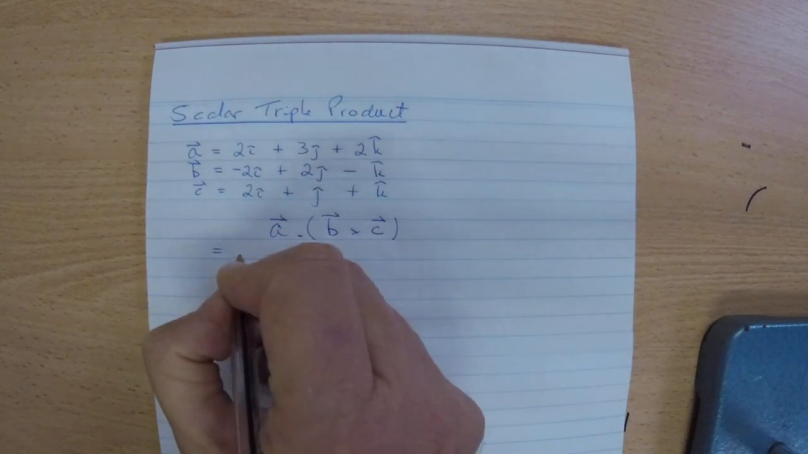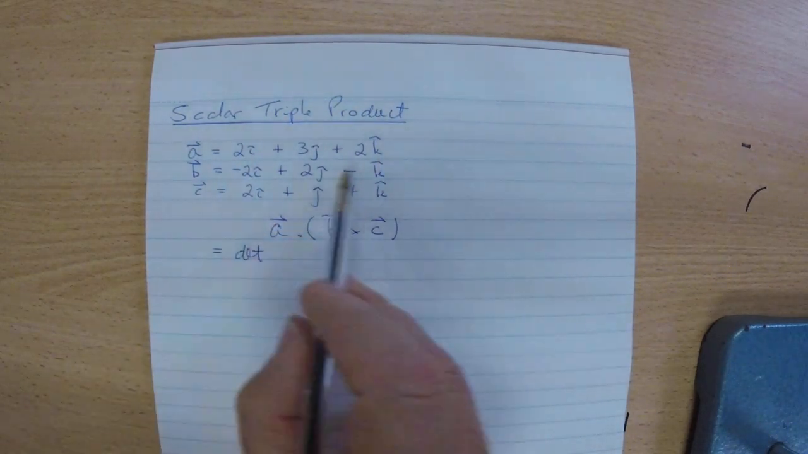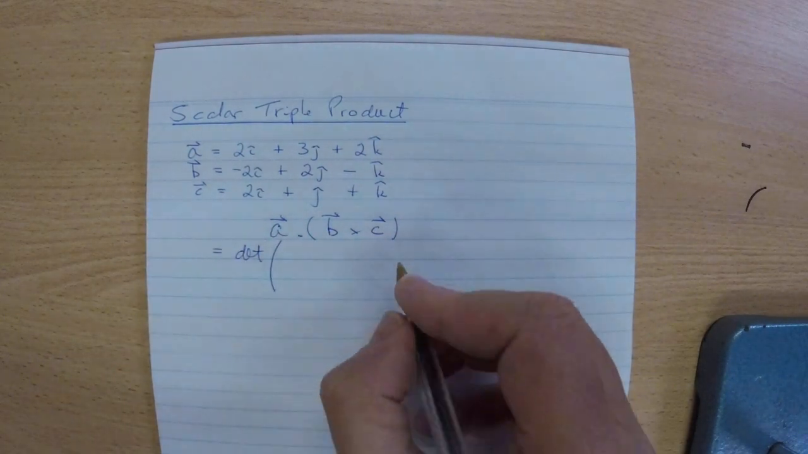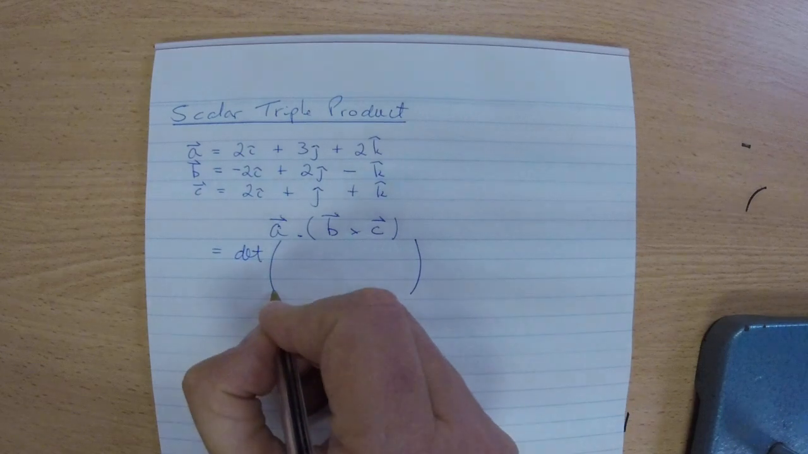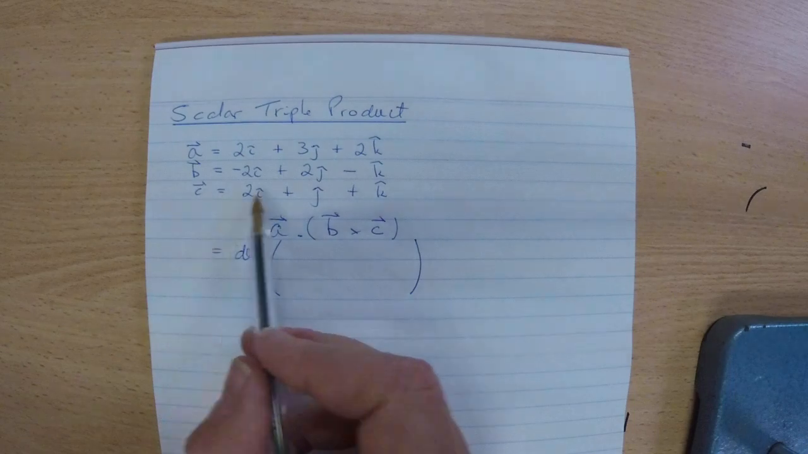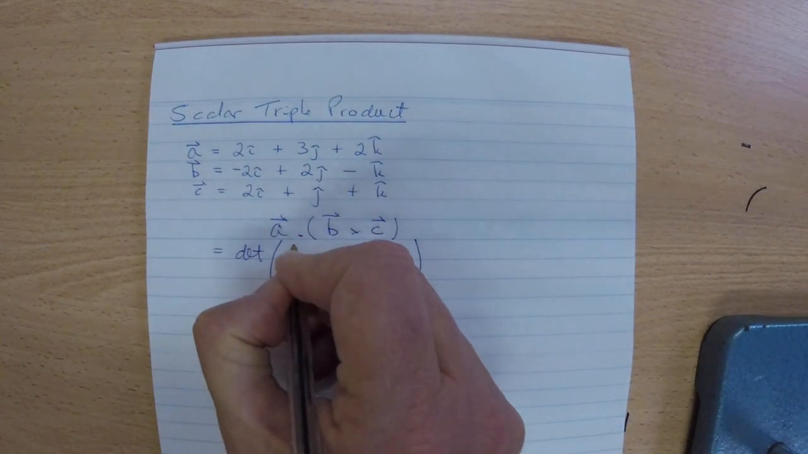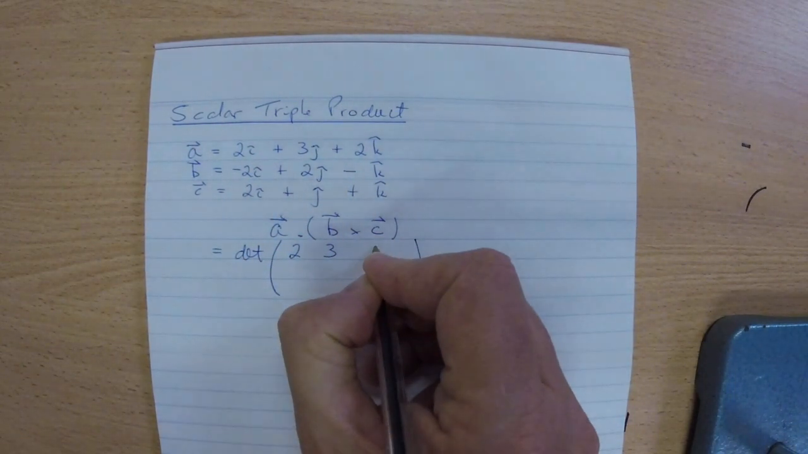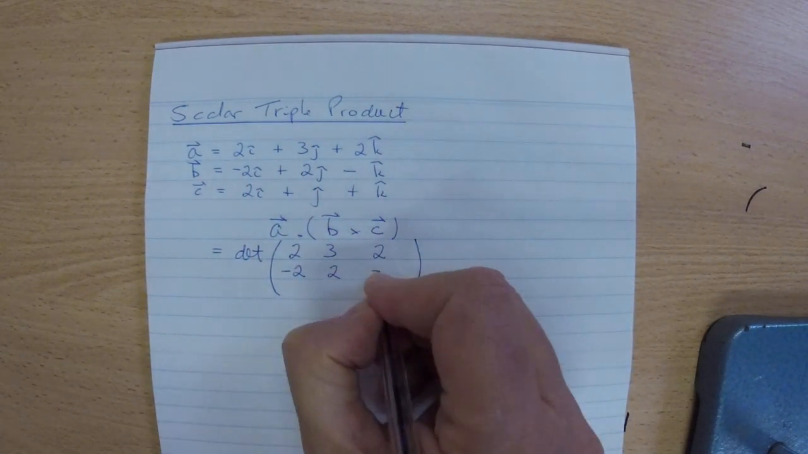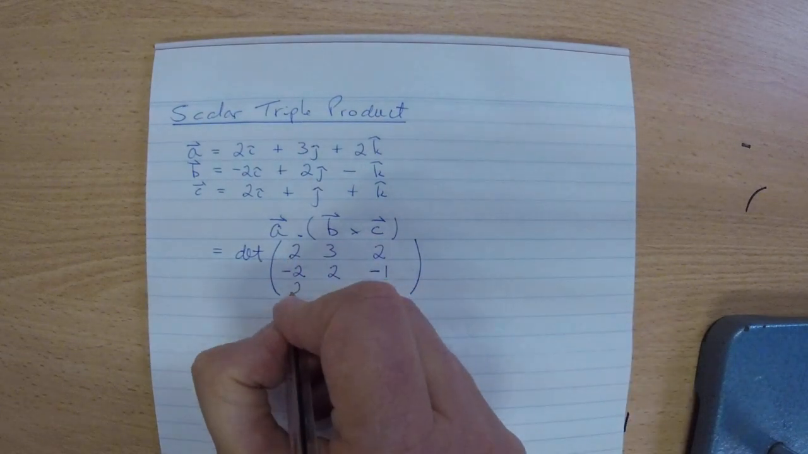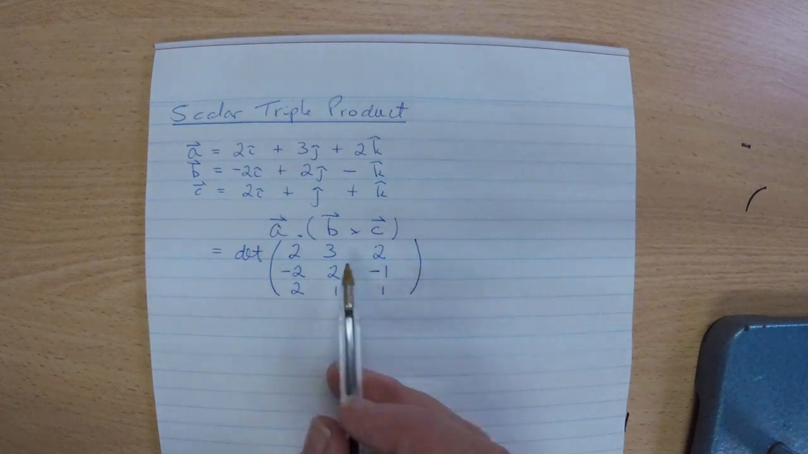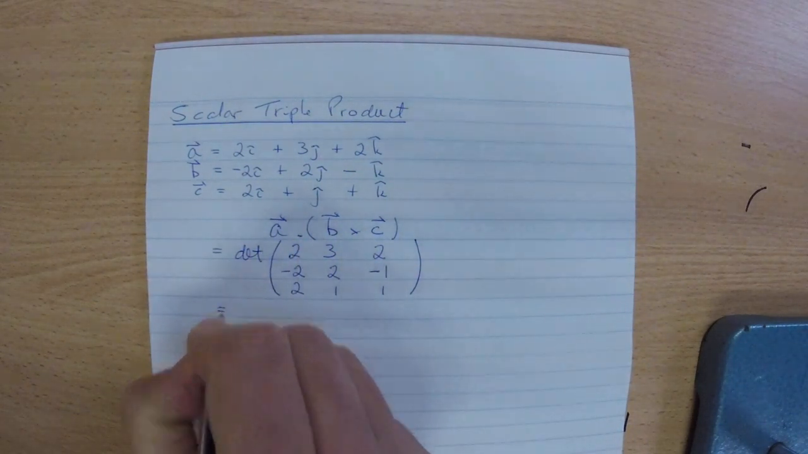Now, each of these vectors has three non-zero components. We would be better off setting up a matrix to do this, and the rows of the matrix are the values of each component: 2, 3, 2, negative 2, 2, negative 1, 2, 1, 1. If we find the determinant of this matrix, we will have the result of our scalar triple product.